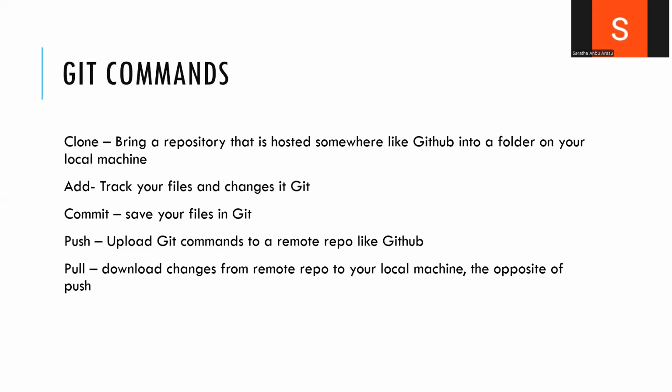These are some of the basic commands which you are going to perform in Git. First command is clone. It brings your repository that is hosted in GitHub into a folder on your local machine. The add command tracks your files and changes in Git. The commit command saves your files in Git, not in GitHub, only in Git. The push command uploads the Git commits to a remote repo like GitHub. So from your local system, the code will be uploaded to GitHub, and for that we use the push command. The pull command is the opposite of the push command. It brings the code which is stored in GitHub to your local machine.